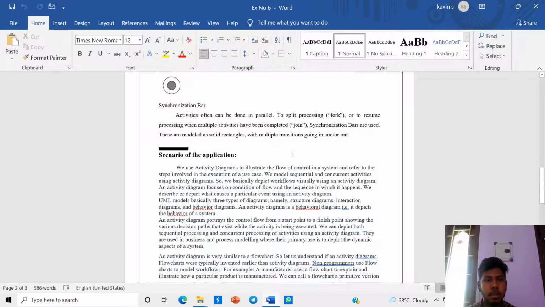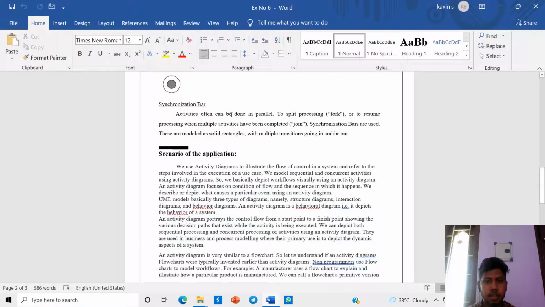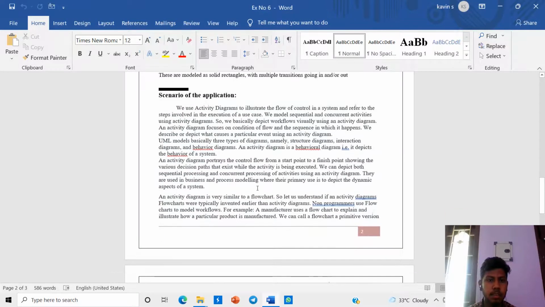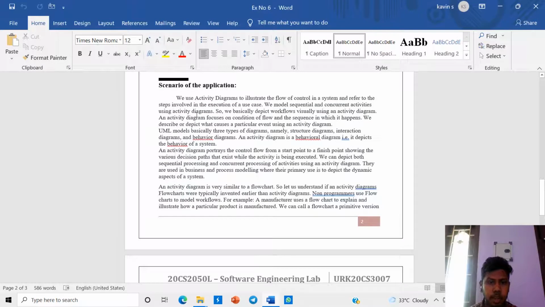In the synchronization bar, activities are often done in parallel. The split divides the processing work, and the join resumes the processing when the multiple activities are completed. Synchronization bars are modeled as a solid rectangle with multiple transitions going in and out. For scenarios of the application, we use the activity diagram to illustrate the flow of control in the system, which refers to the steps involved in the execution of a use case.